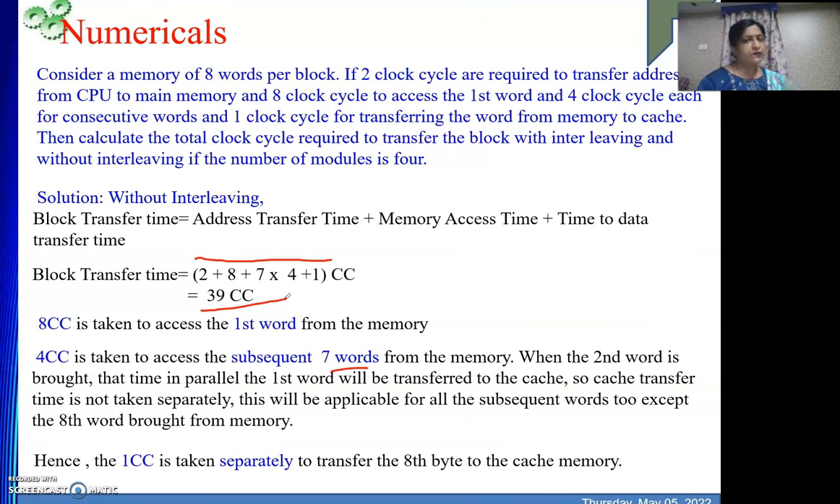So see, both the numericals are very important, and see why the second word is taking less time, because of that row address decoding is not required, and those things we have already discussed in our previous videos.